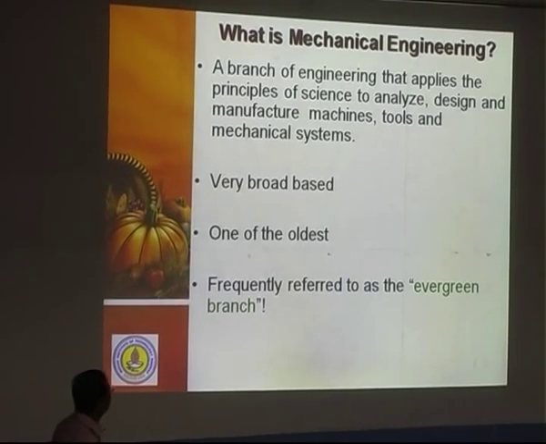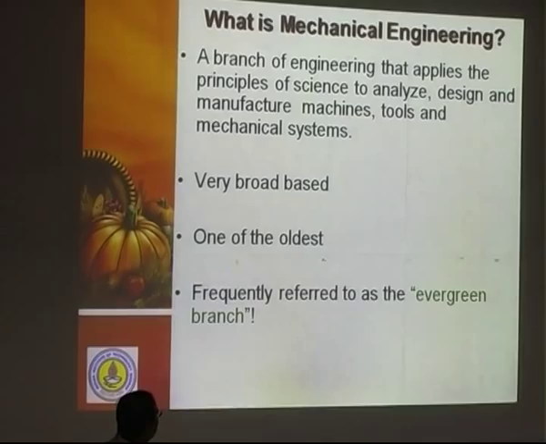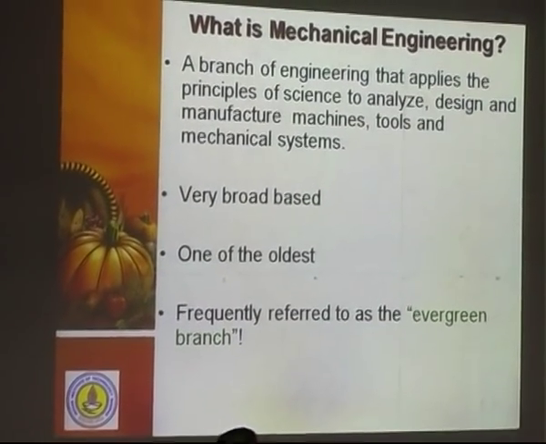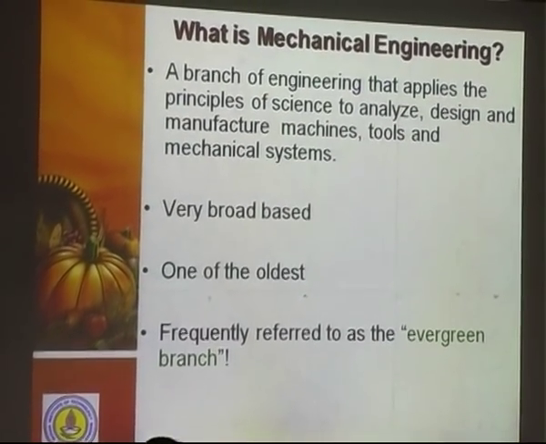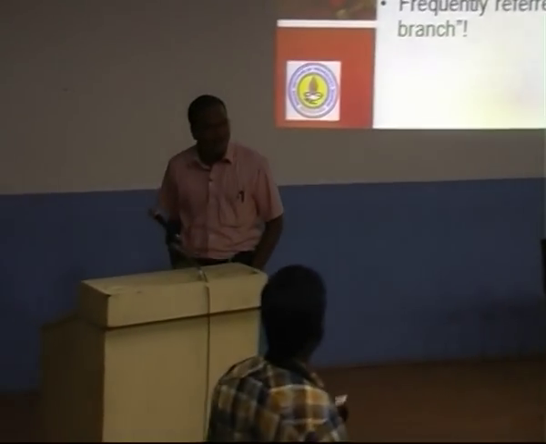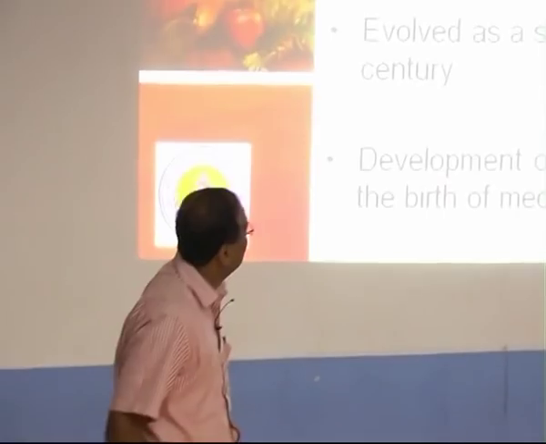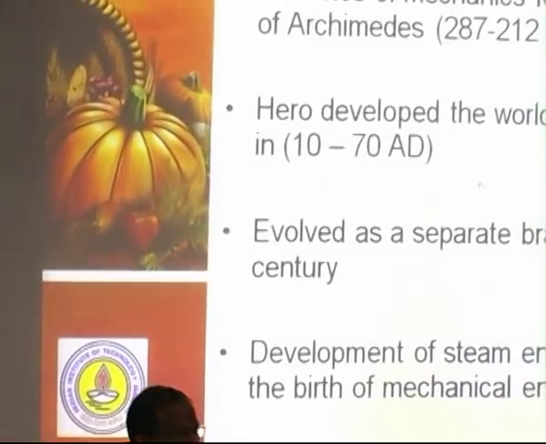It is a branch of engineering that applies the principles of science to analyze, design and manufacture machines, tools and mechanical systems. Even if you look at the various things in this room, we can list out 100 things which are done by mechanical engineers. Wherever you go, there's mechanical engineering. It is very broad-based. It is one of the oldest disciplines, and it is frequently referred to as the evergreen branch of engineering. The influence of mechanics can be found even at the time of Archimedes.